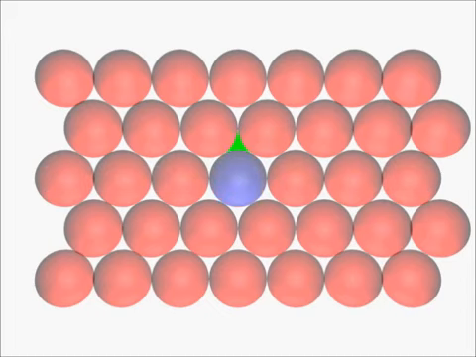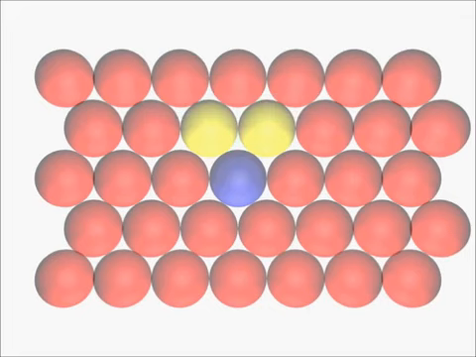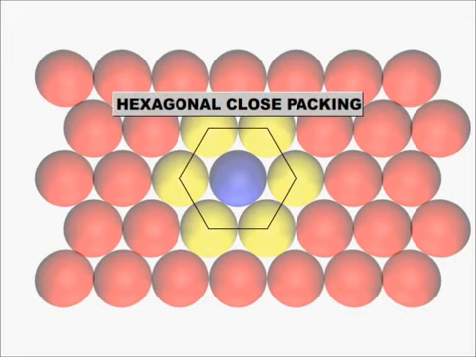The voids created in this packing touch three spheres forming an equilateral triangle and are called triangular voids. A single sphere touches six other spheres, and by joining the centers of these spheres, we get a hexagon. Therefore, this packing is called hexagonal close pack.